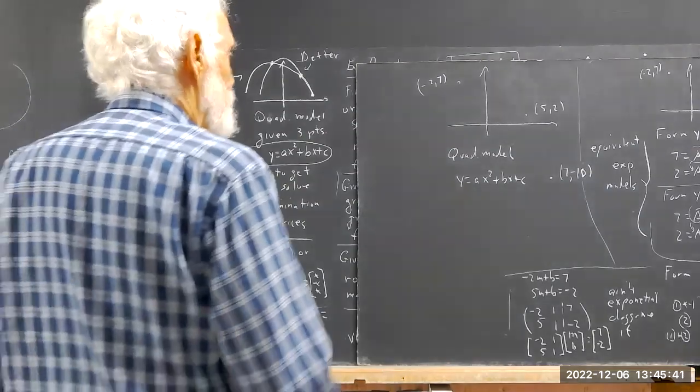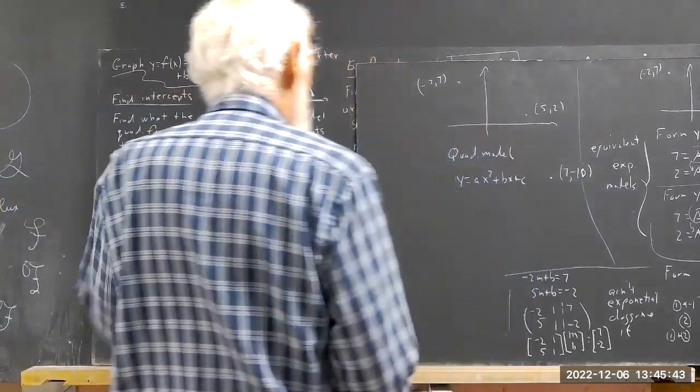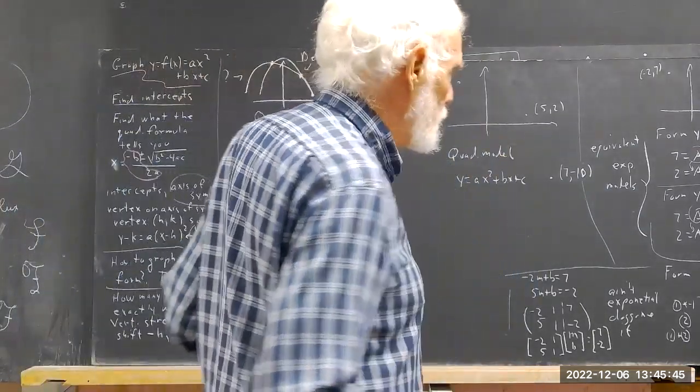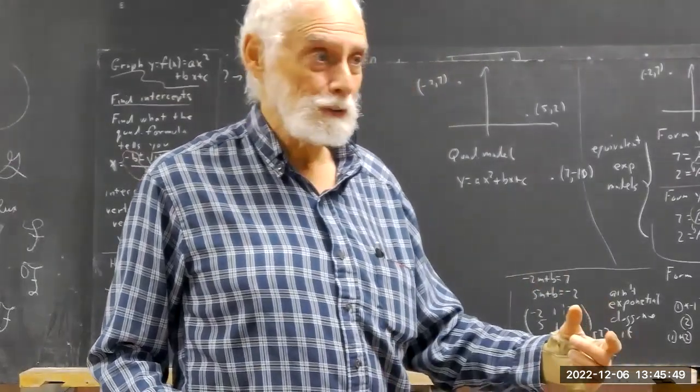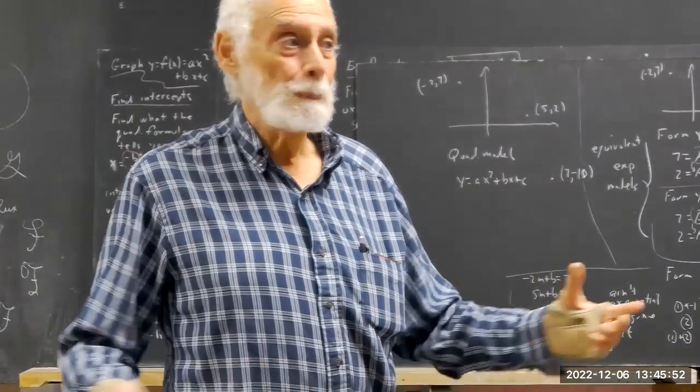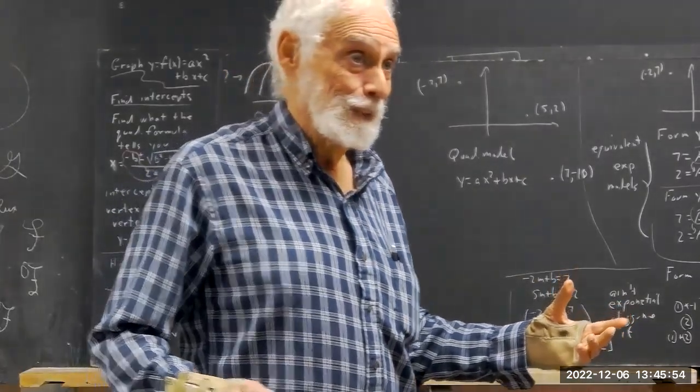Okay, so we got 3 points. We want to do a quadratic model. All I'm trying to do here is convince you that you can put x in where you see x and y in where you see y. That should be automatic.